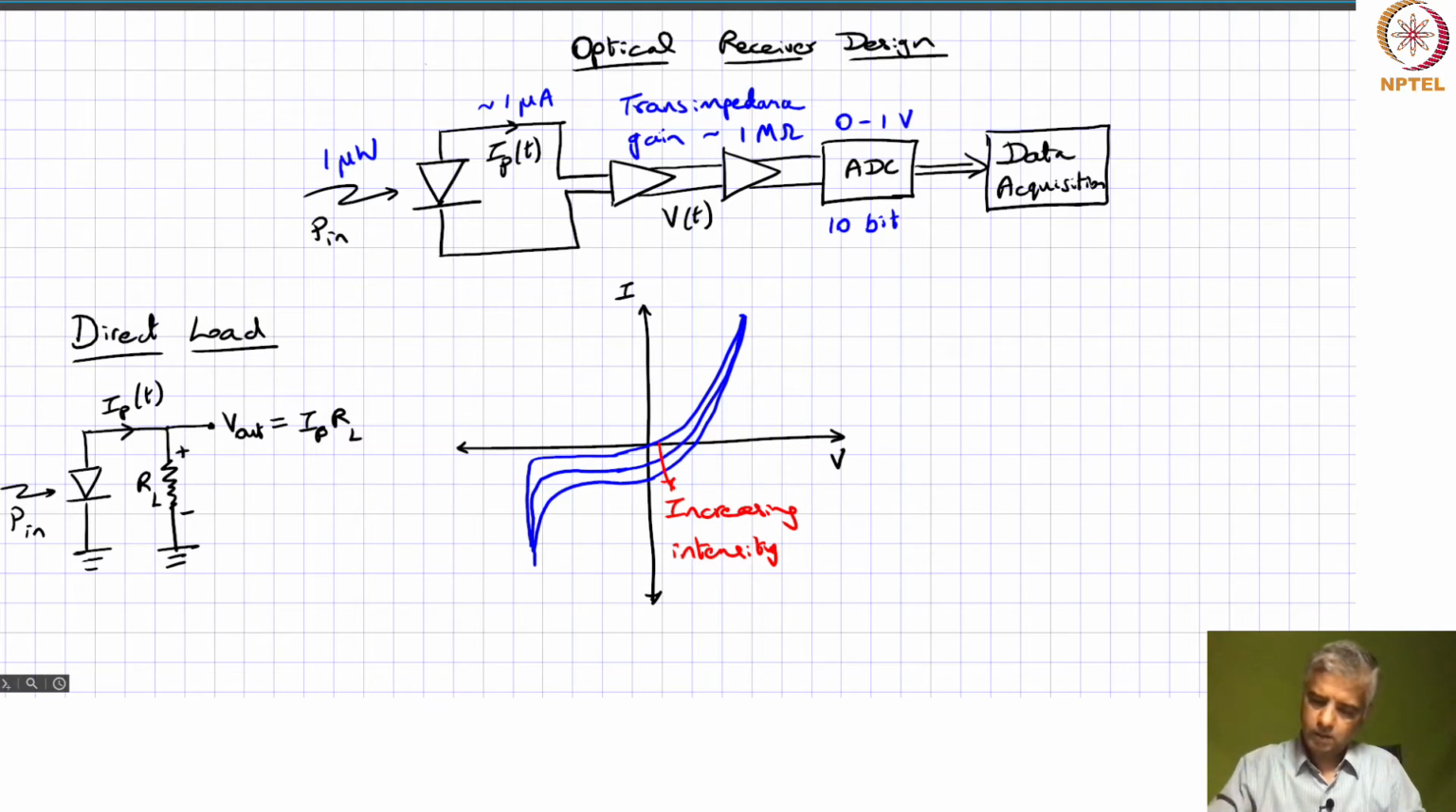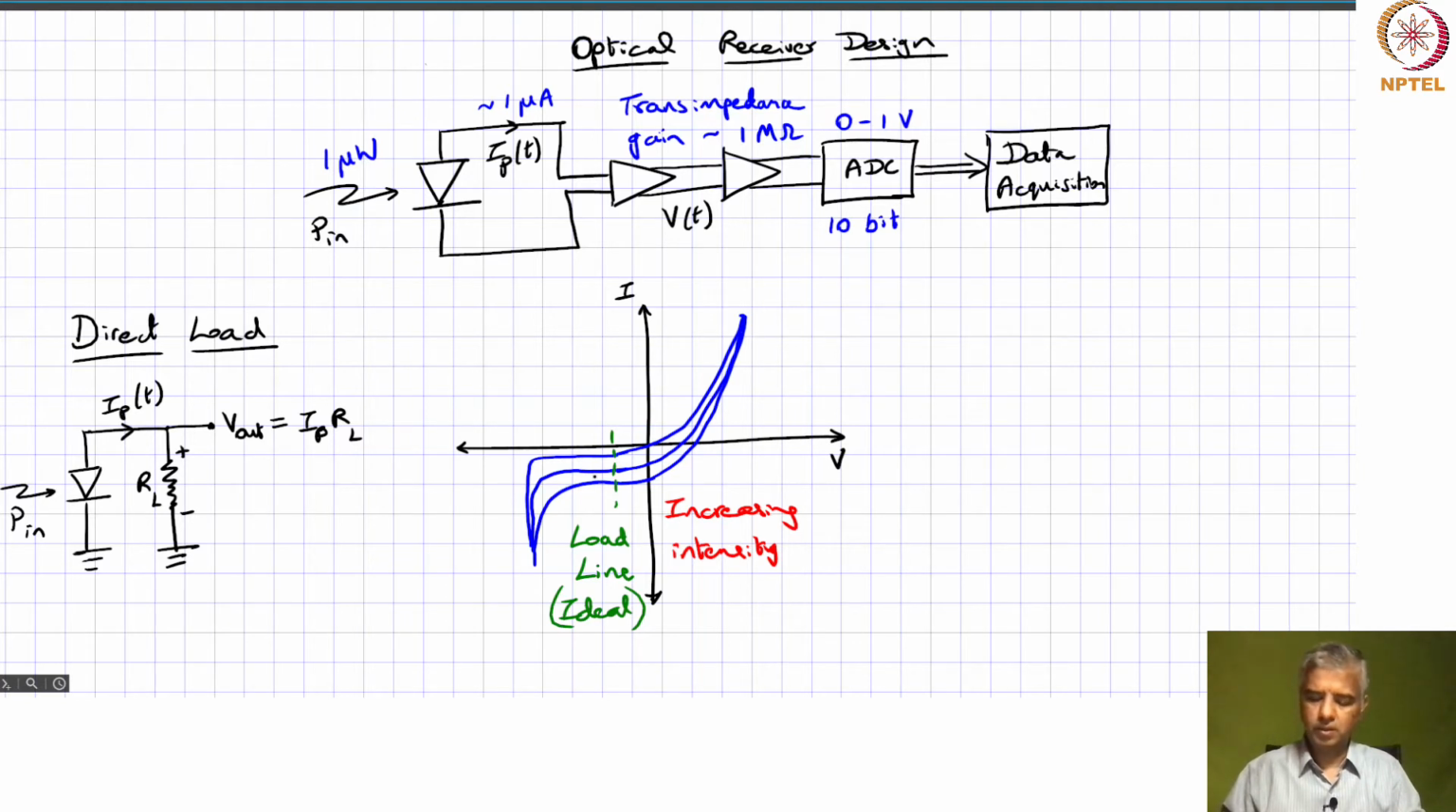Now, let me just see if I can take this out, because I want to write something else there. Ideally, what you want across this is something like this. You want what is called a load line. In the ideal case, it should be something like this. As you increase the intensity, you should be able to get a corresponding increase in the photocurrent.